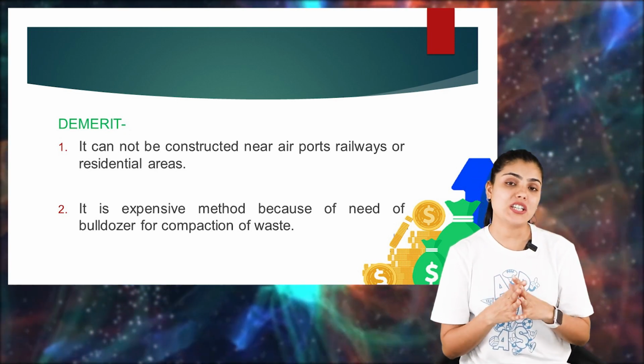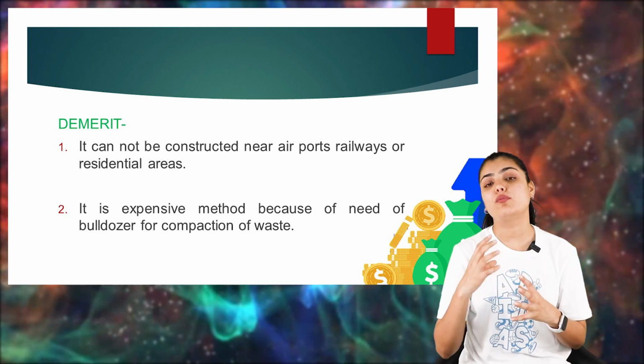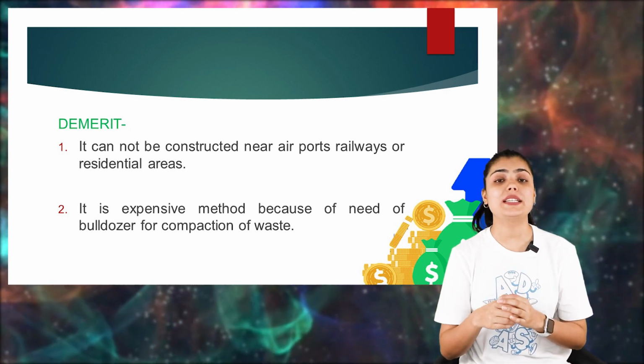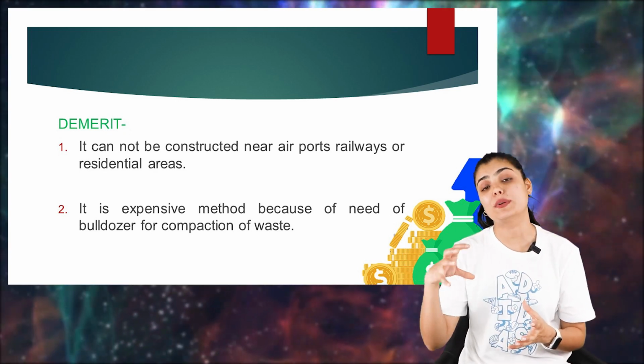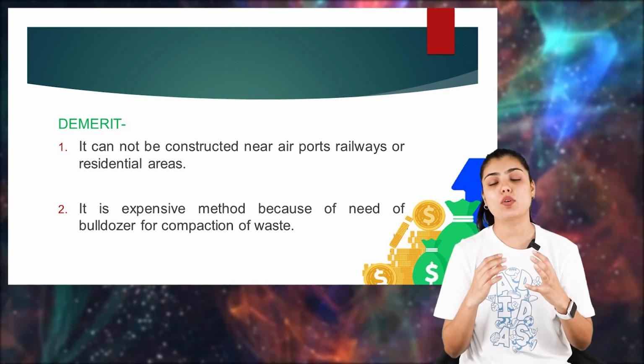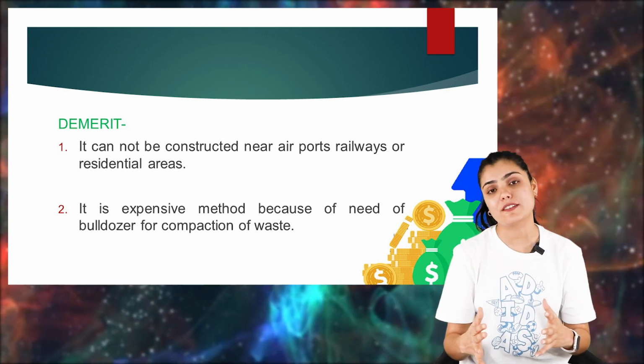The second disadvantage is that it is an expensive method because of the use of bulldozers. In order to dig the pit as well as in order to cover the waste materials with the dug out material, we need bulldozers. So obviously bulldozers will be expensive. Therefore, control tipping becomes one of the expensive methods.